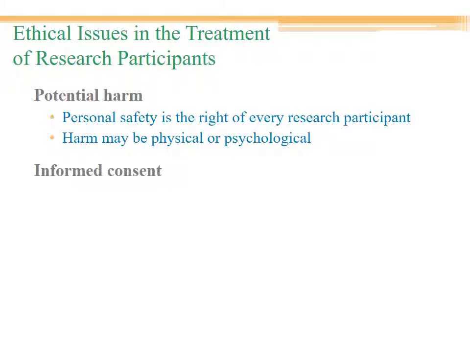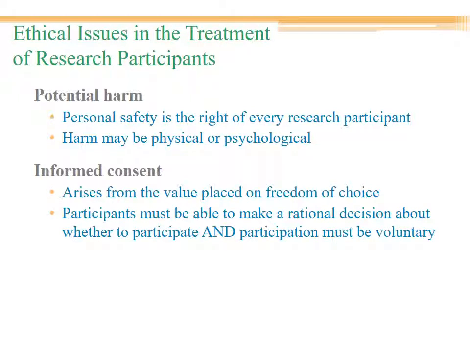A second issue is informed consent. This arises from the value placed on freedom of choice. So participants must be able to make a rational decision about whether to participate, and participation must be voluntary. This is why we have protected populations such as children or prisoners who cannot make informed consent.